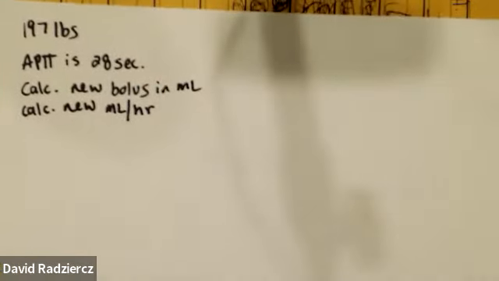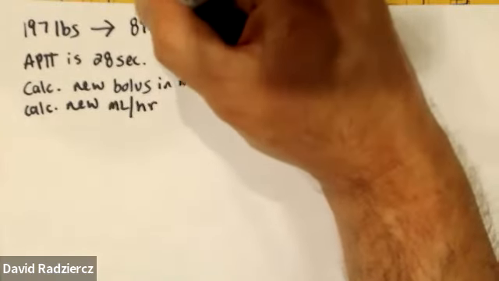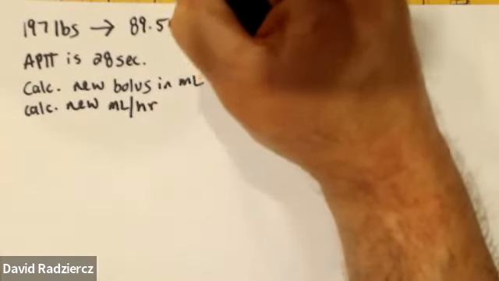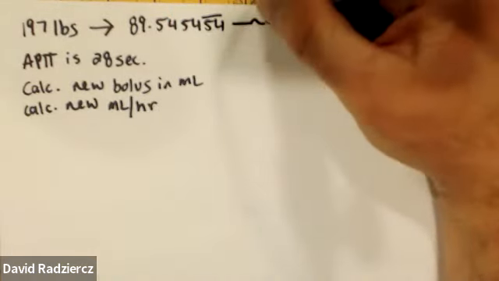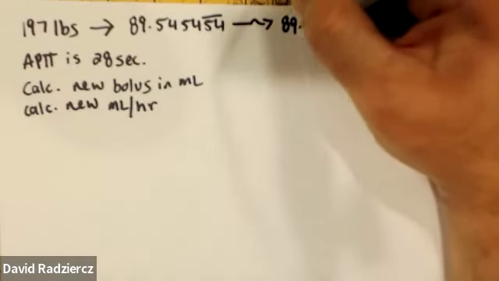Okay, so the patient's 197 pounds. Step 1, convert pounds to kilograms. 197 divided by 2.2 will give me 89.5454545454 repeating. Okay, I'm going to recommend that you just go ahead and round that to the nearest tenth. So 5, 4, 5, 4, 5, 4 repeating. I'm just going to recommend that you round that to 89.5.